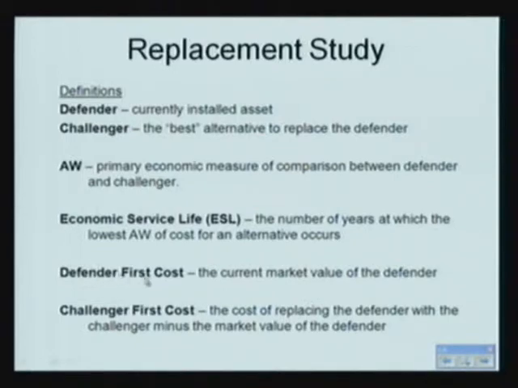Two more definitions: the defender first cost, which is really the first cash flow for the defender, and that's the current market value of the defender. This is an installed and existing asset, so what's the market value? If I were to just try to sell it on the market, how much is it worth? That's the cost of the defender. The first cost of the challenger is the cost of replacing the defender with the challenger minus the market value of the defender. So, what's the cost going to be if I've got this challenger put in place?